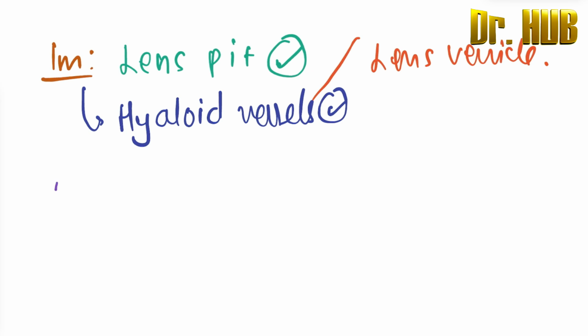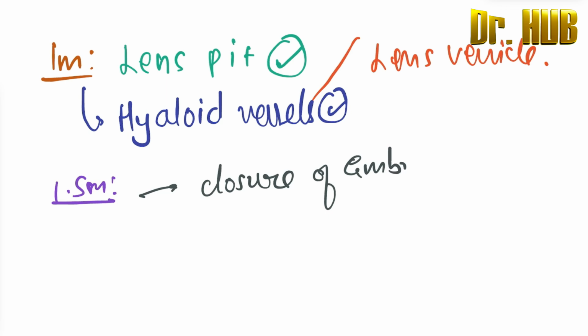Next, we move on to 1.5 months. We saw the 1st month, now 1.5 months. It is the closure of the embryonic fissure. In the 1st month we saw the lens pit, lens vesicle as well as the hyaloid vessels. For 1.5 months there's a closure of the embryonic fissure.